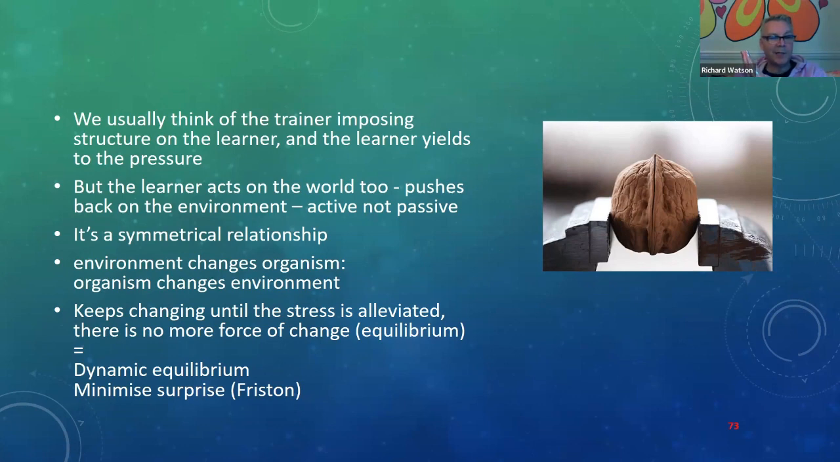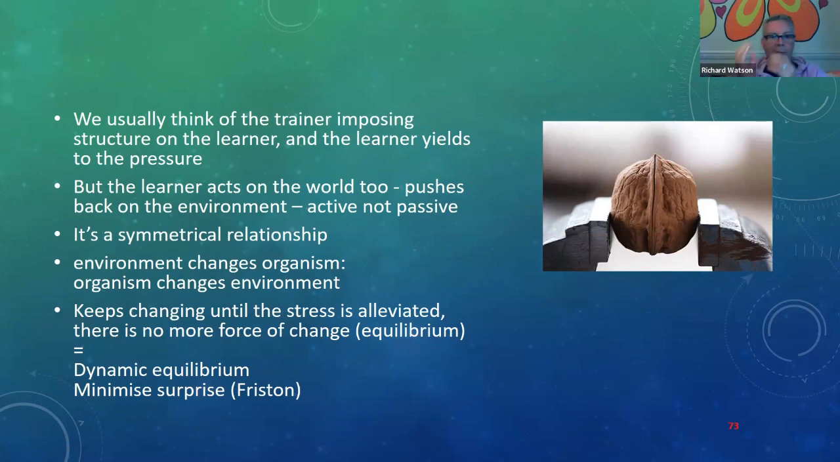Learning systems are active, not passive, or at least real ones are, unlike artificial neural networks. It's a symmetric relationship: the environment changes the organism, but the organism changes the environment. It pushes back on the environment. And that two-way relationship keeps changing until the stress is alleviated, until there's no more force of change, either because the organism has changed the environment or the environment has changed the organism. If we think about that as one piece of clay pushing onto another piece of clay, both of them accommodate in such a way that they find equilibrium.